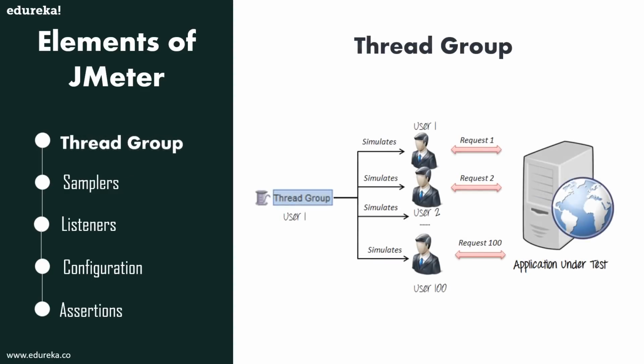First of all, we have the thread group. The thread group is a collection of threads. Each thread represents one user using the application under test. Basically, each thread simulates one real user request to the server. The controls for a thread group allow you to set the number of threads for each group.